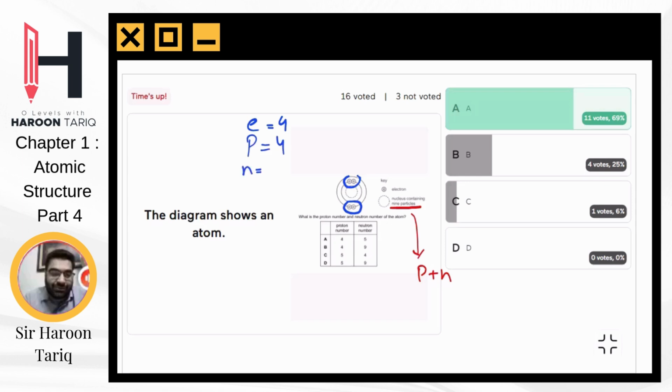Then neutrons would be the mass number, 9, minus the number of protons, 4, which is 5. So this is what we are looking for. Proton number of 4, which either makes A or B the correct answer. We can cancel out C and D. The number of nucleons are 9, but the number of neutrons are 5, which makes A the correct answer. This is the neutron number, which should be 5. Mass number or nucleon number is 9. A is the answer. Is this clear?